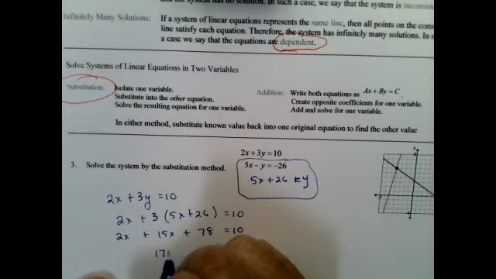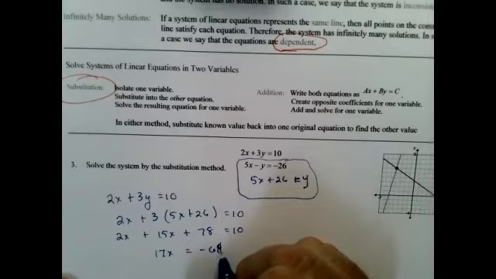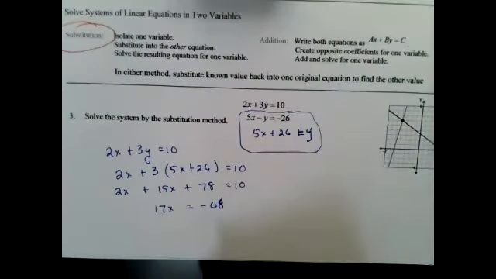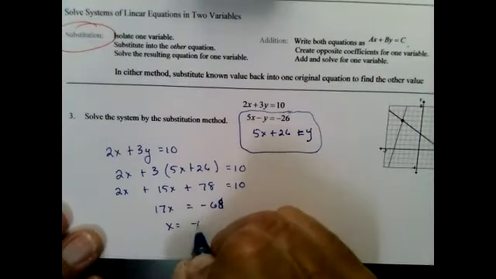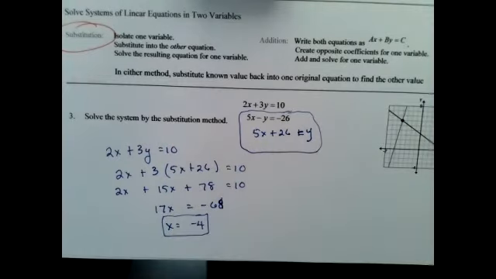This gives me 17x. I'm going to subtract 78, so that gives me negative 64. Excuse me, 68. Divide by 17, I find that x equals negative 4. That's a 4-point question. I just earned 3 of the 4 points.